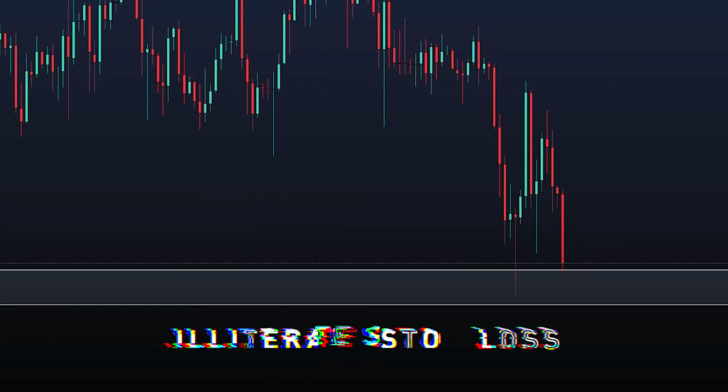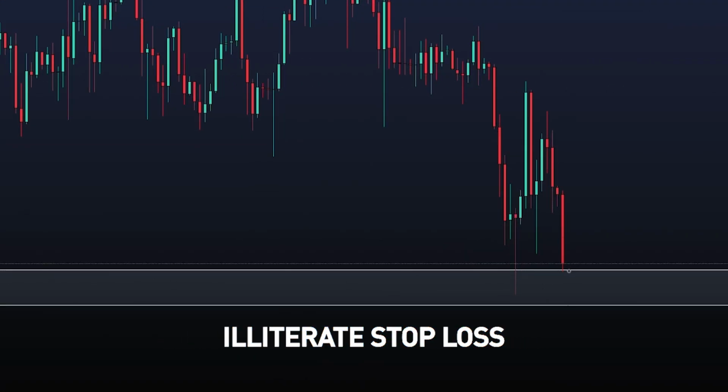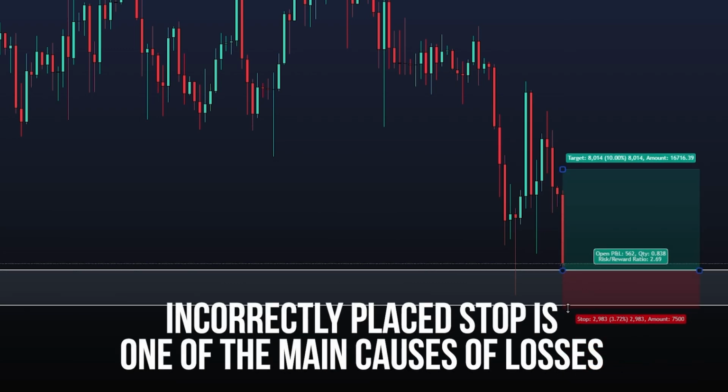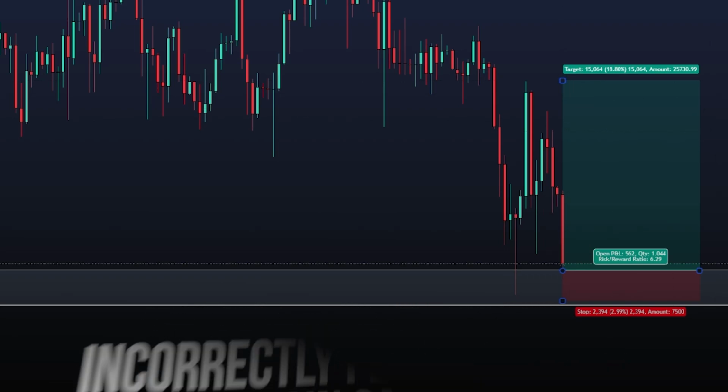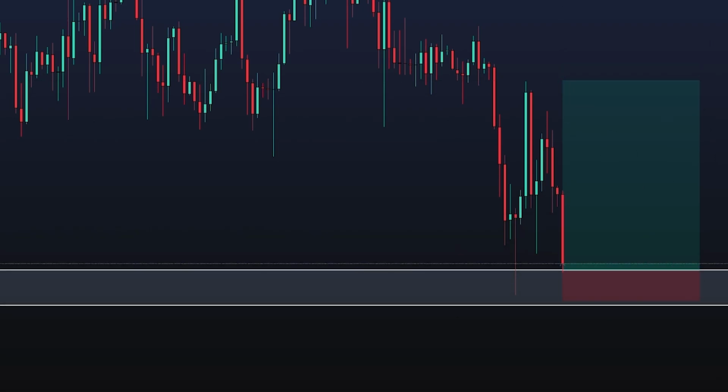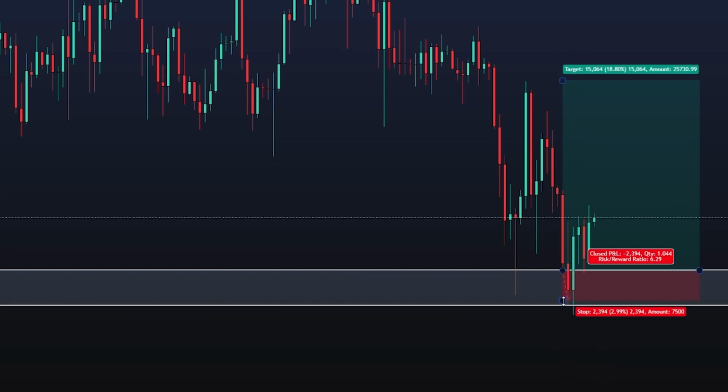The second mistake is an incorrect stop loss. An incorrectly placed stop is one of the main causes of losses. If the stop is too close, the price may catch it before going in the right direction. If it is too far away, the risk-reward ratio becomes unfavorable. The perfect stop loss should be outside the FVG or order block boundary, which confirms a reversal.